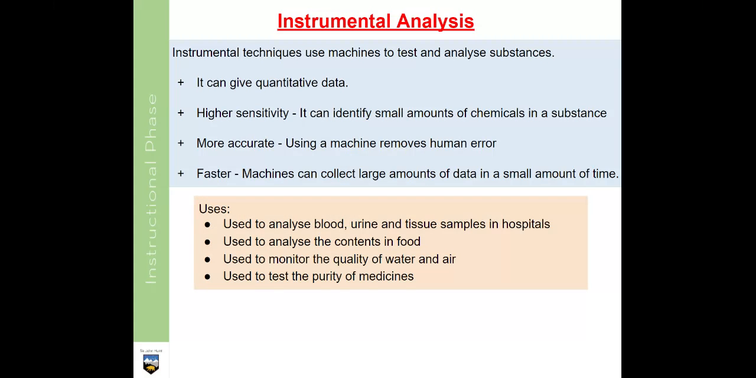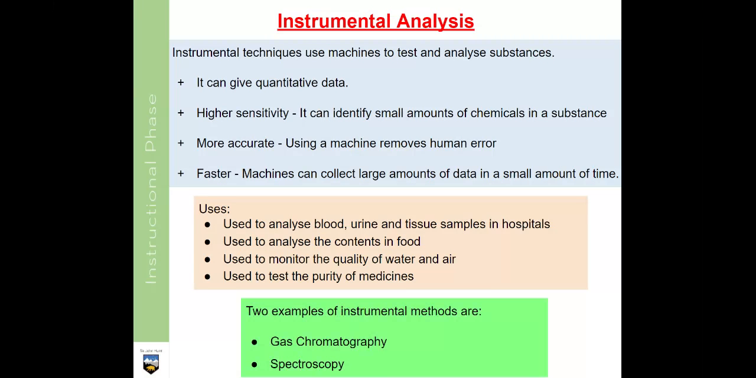So, what are the uses of instrumental techniques? Well, there's lots of uses in everyday life. They can be used in hospitals to analyse blood, urine, and tissue samples. They can be used to analyse the contents in food. They can monitor the quality of water and air, and they can be used to test the purity of medicines. So, two examples of instrumental methods we will be looking at today are gas chromatography and spectroscopy.